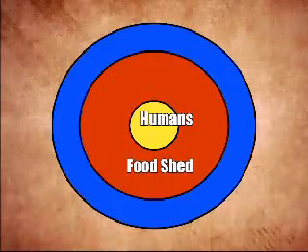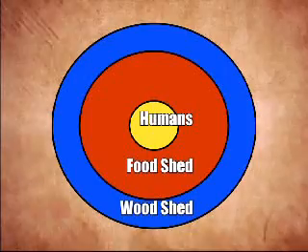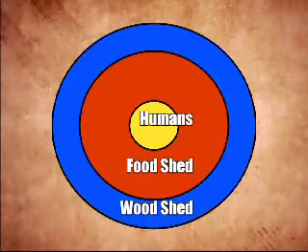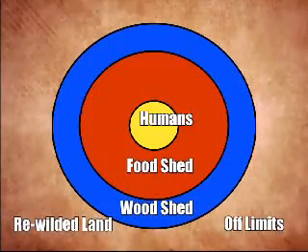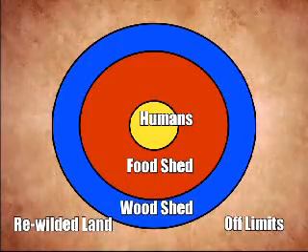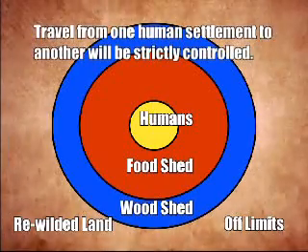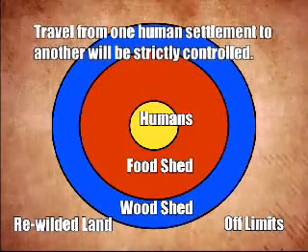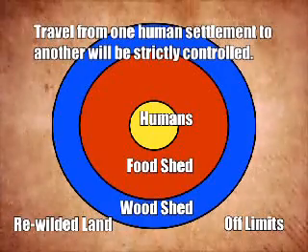The outside ring is the woodshed, where certain environmentally friendly human activities can occur. Beyond that lies the rewilded land containing the buffer zones, cores, and corridors. These are off limits to humans. Traveling from one human settlement to another may incur fines, as the human will have, by passing through an environmentally delicate area, caused some degree of harm to the environment.